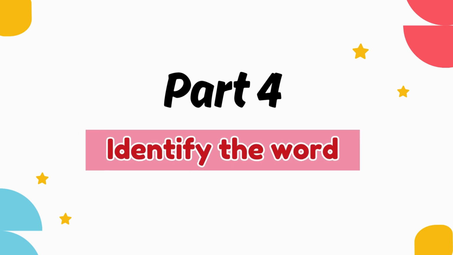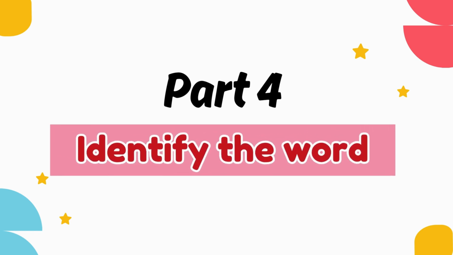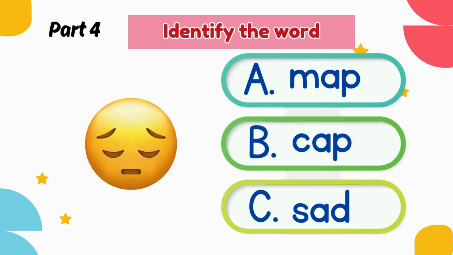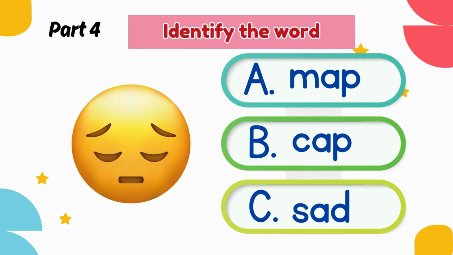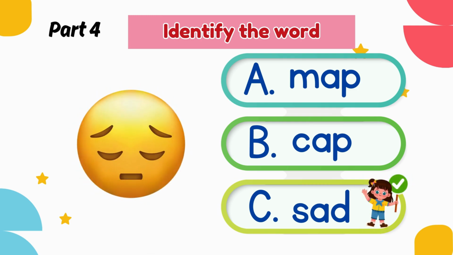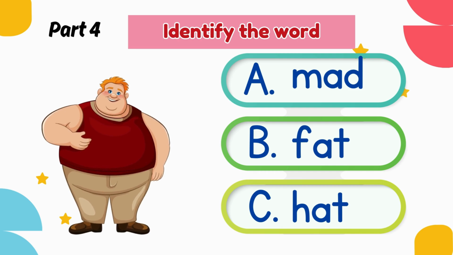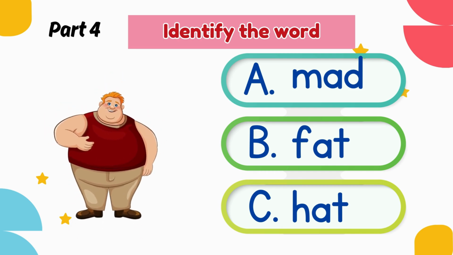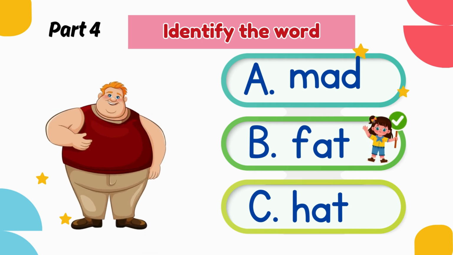In part 4, we need to identify the word that matches the picture. What's shown in the picture? A. Map, B. Cap, or C. Sad. Correct option is option C. Sad. In this picture, the person is option A. Mad, option B. Fat, or option C. Hat. You're right, the correct option is option B.